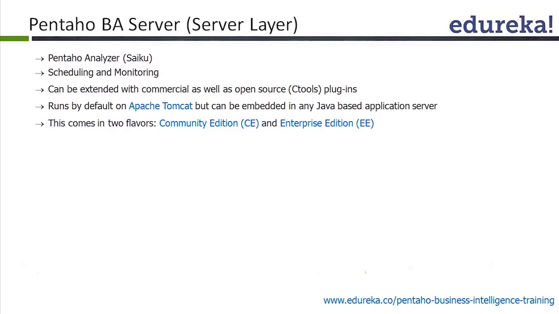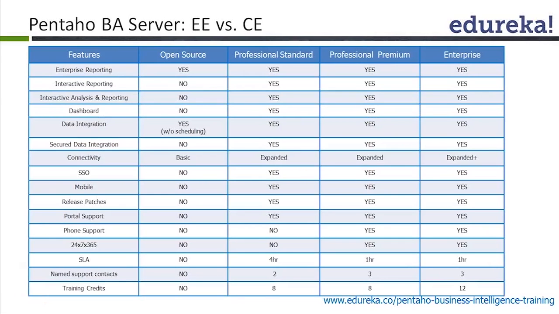It can be extended with commercial as well as open source plugins. The basic features can be expanded by adding more and more plugins on top. CTools is their project centralized repository site, where if you go to ctools.pentaho.org, you will find a lot of their projects, upcoming and active projects. By default, it runs on Tomcat, which is packaged along with their distribution, but you can configure it on JBoss or WebSphere as well, any Java application server.